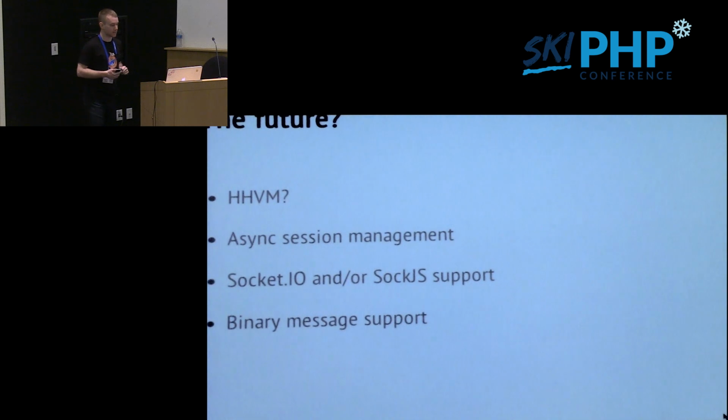Socket.io and/or SockJS support. I would like to do SockJS support, and someone has already started writing Socket.io support for Ratchet, and that is the fallback and the protocol, and binary message support. The components in Ratchet already support it, just there's no API for it yet because I can't decide how I want to do the API. Naming things is hard.